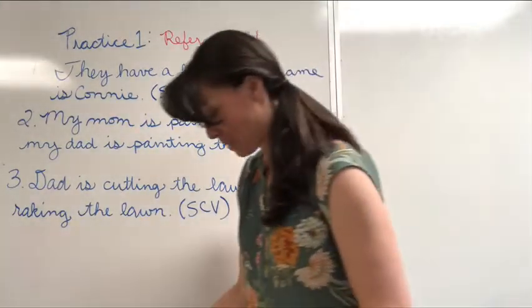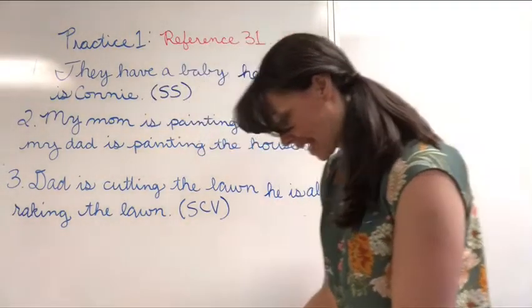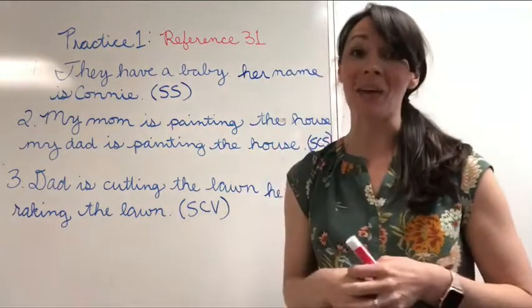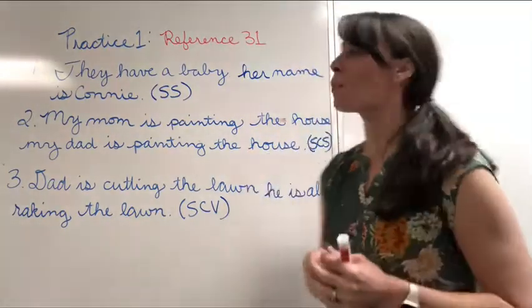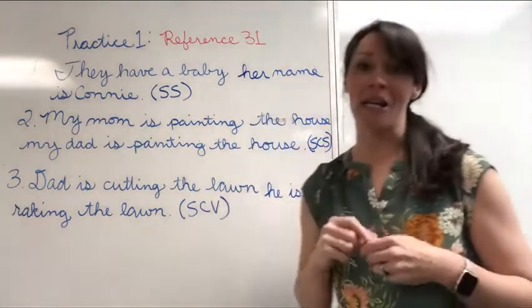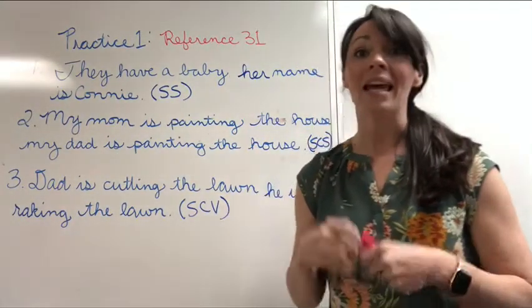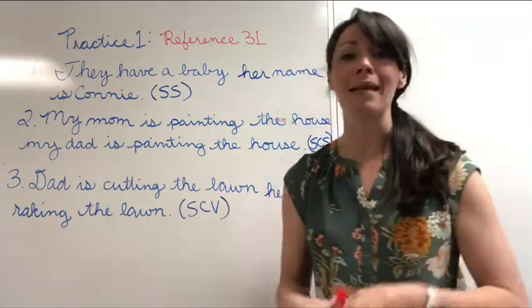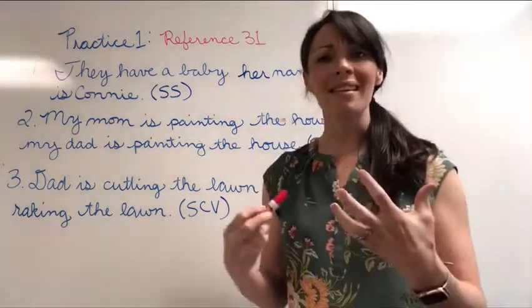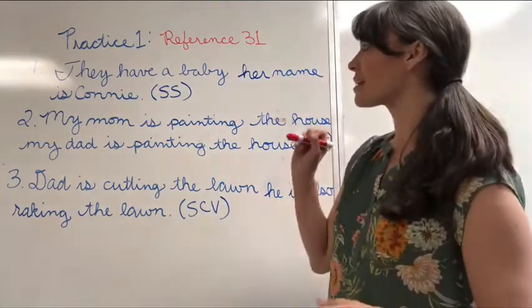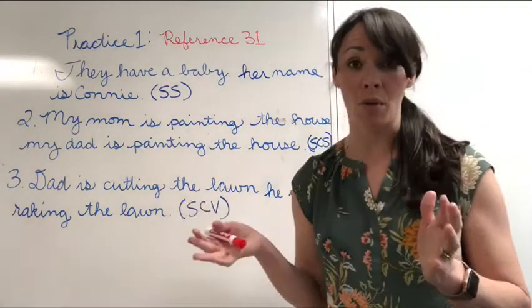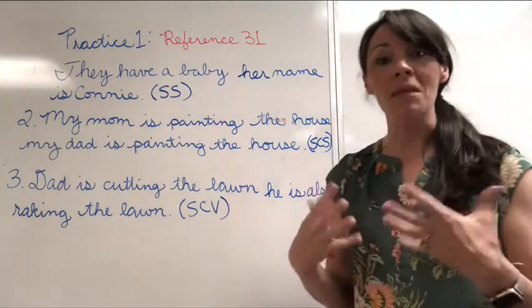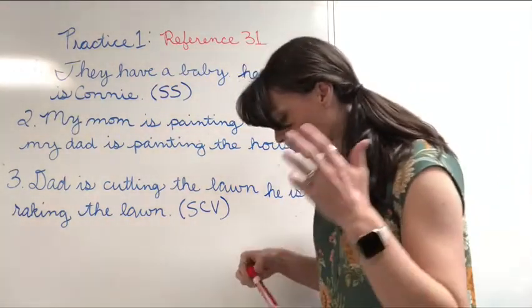They have a baby. Her name is Connie. Is "they have a baby" a complete thought? I think so. That could be a sentence all on its own. What about "her name is Connie"? Absolutely. If I say her name is Amanda, her name is Connie, his name is Magnus, those are all simple sentences that can stand alone on their own, right? They have a subject and a verb, and they make complete sense.